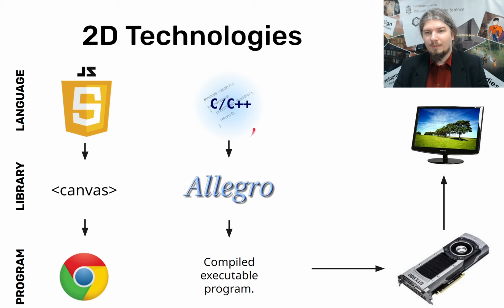Some of you will be programming some C++ code. So in the C++ branch with 2D, we'll be using the Allegro game library. And although it's a game library, it has some very good functions for computer graphics as well. Of course, in this branch, you will compile an executable program, and then that will render or communicate with the GPU, and then the GPU renders the result to your screen.